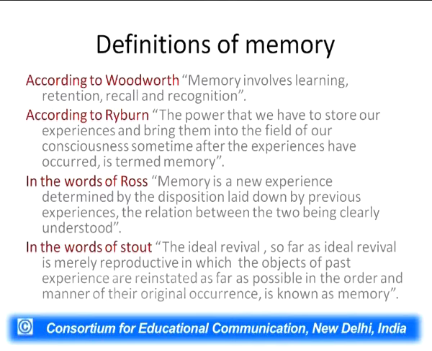In the words of Ross, memory is a new experience determined by the disposition laid down by previous experiences, the relation between the two being clearly understood. And in the words of Stout, ideal revival, so far as ideal revival is merely reproductive, in which the objects of past experience are reinstated as far as possible in the order and manner of their original occurrence, is known as memory.